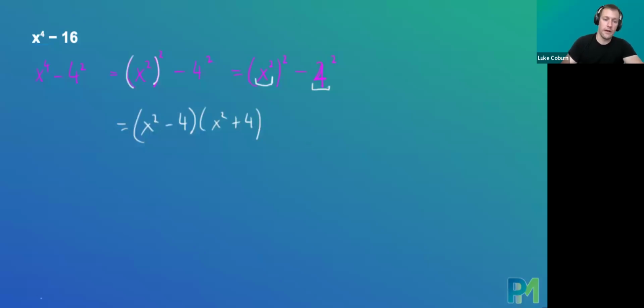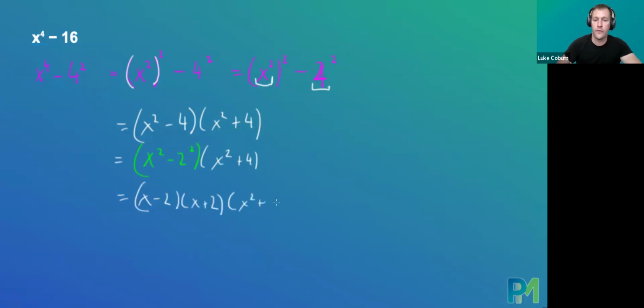But we can continue on because if we look again, this here is the difference of two squares. This is x squared minus 2 squared. That's in brackets, and that's multiplied by the same x squared plus 4. And so this is now x minus 2 by x plus 2 times x squared plus 4. And now this has been fully factorized.